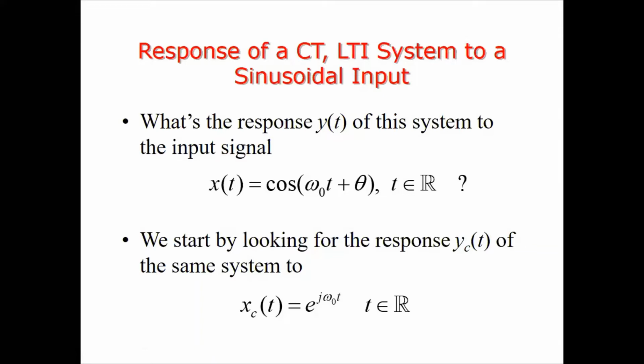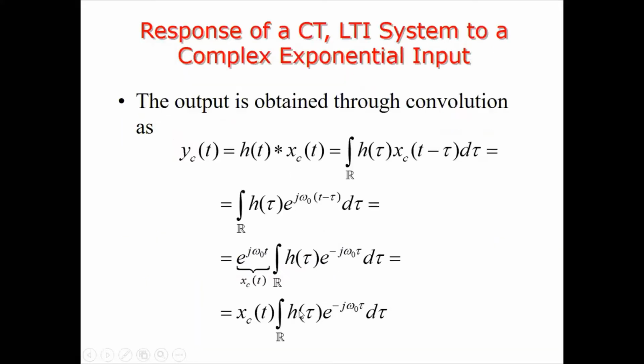We start by looking for the response yc of t for the same system with xc of t. Next, let me consider another way of representing a sinusoidal input with this expression, and I want to find the output for this input, not for this. How can we mathematically write it? This is where the convolution appears. The output is obtained through convolution.